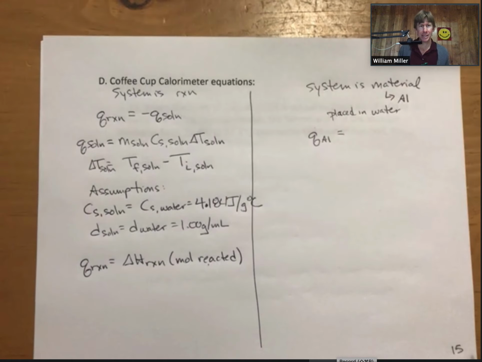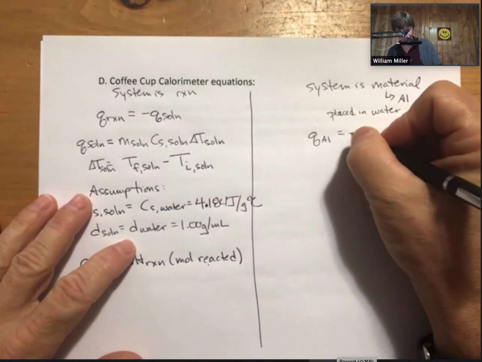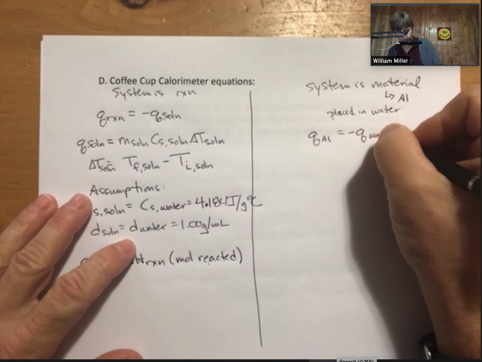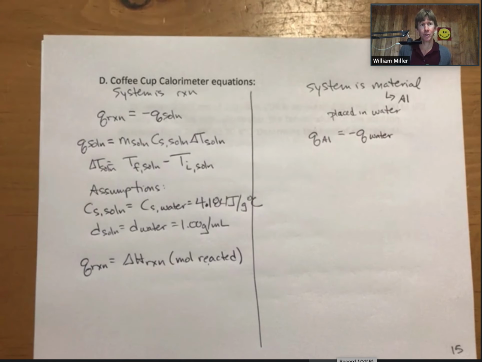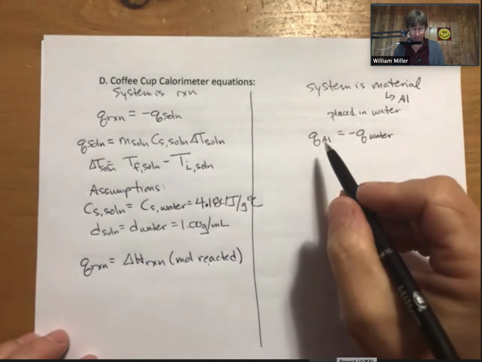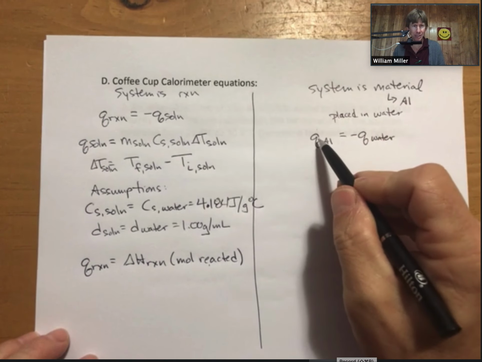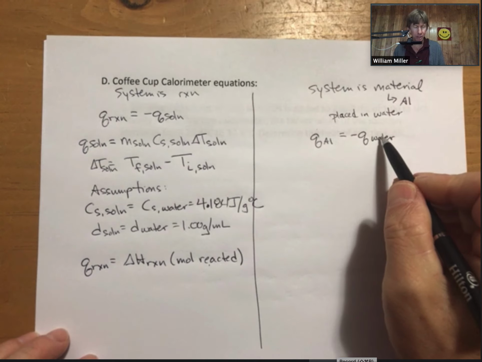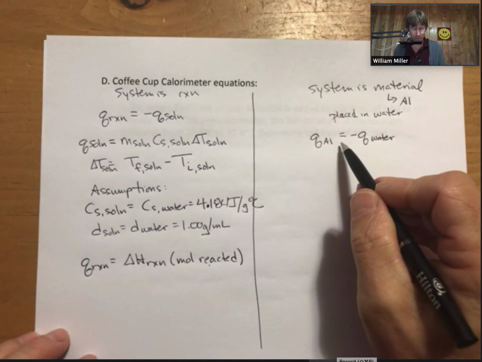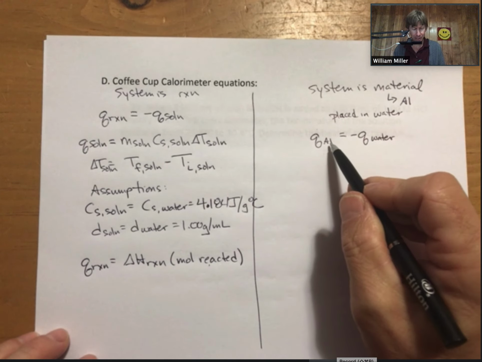This time it's the heat of the aluminum equals minus Q, or the heat, of the water. So this just says all the heat given off or taken in by the aluminum goes to the water or comes from the water. Now these are two materials, so no reaction involved.